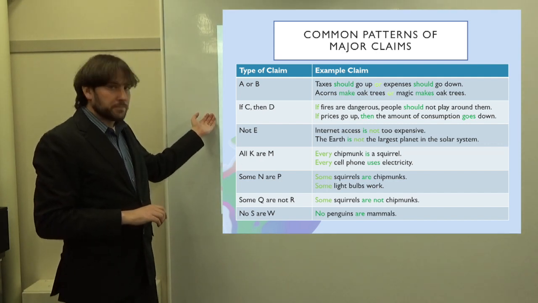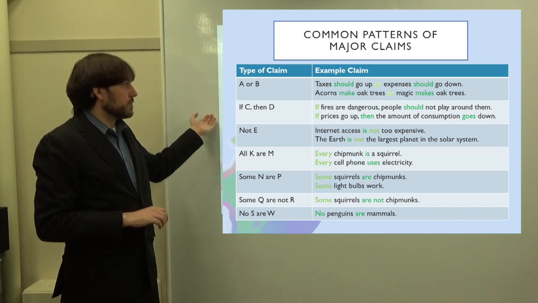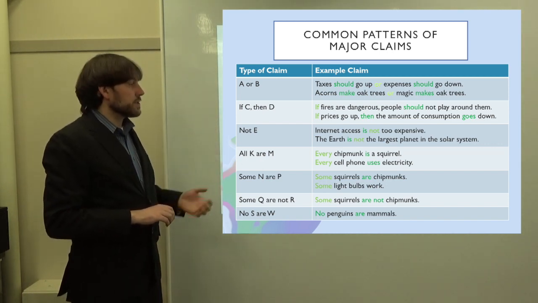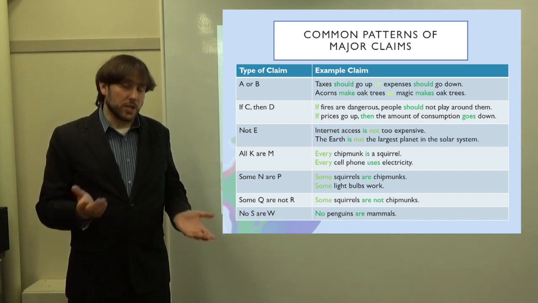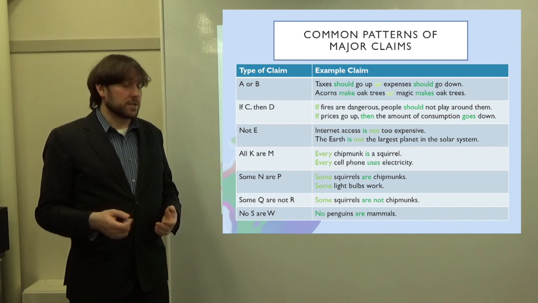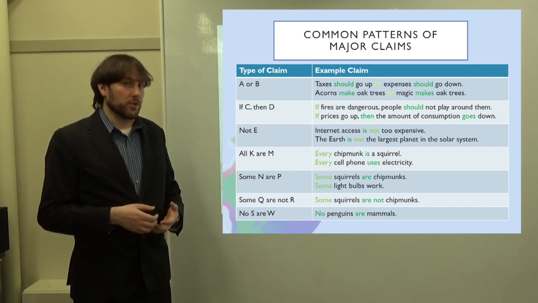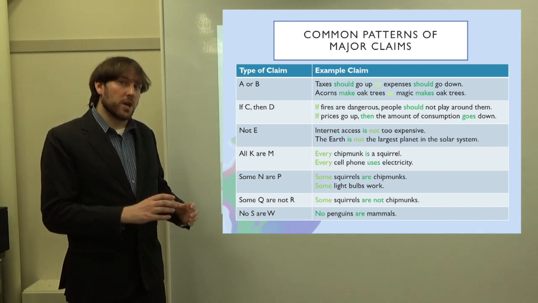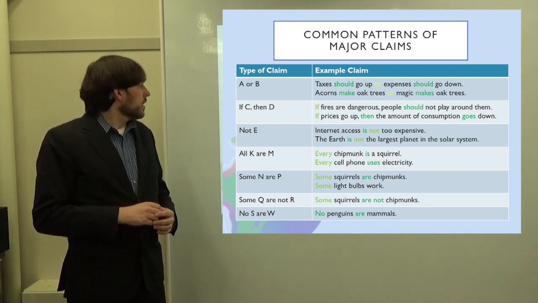If C, then D. If fires are dangerous, people should not play around them. If prices go up, then the amount of consumption goes down. Here we have a condition, and if that condition is met, something will happen. So that's our claim. So this is also a key kind of claim, because if we can get the left side to be shown to be true, we'll be able to show the right side is true.